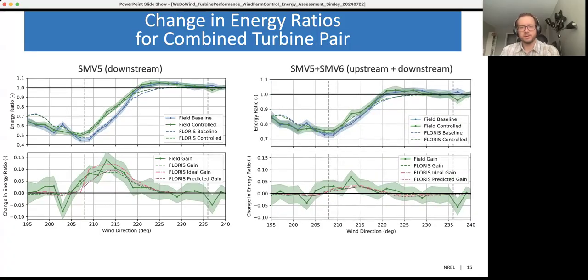And then what we're really interested in is the sum of the power of the two turbines. So now we're looking at the energy ratio, considering the average power of the two turbines, upstream and downstream. And now the change in the energy ratio is significantly smaller, but we still see an increase in that energy ratio with wake steering for wind directions from 205 to 225.